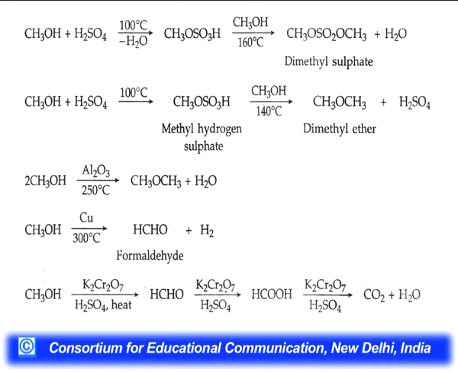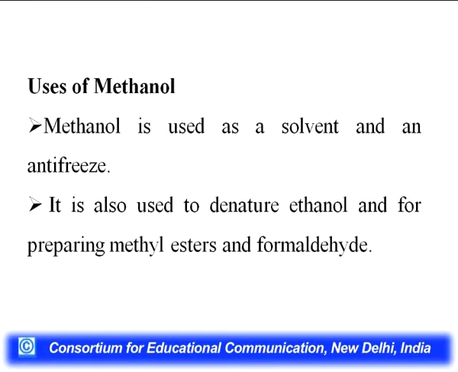dimethyl ether. With aluminum oxide or alumina, it will give the ether CH3OCH3, dimethyl ether. With copper at 300 degrees Celsius, it is dehydrogenated to formaldehyde. With potassium dichromate, first of all it is converted to formaldehyde, and on further oxidation it will give formic acid, which on further oxidation will give carbon dioxide and water.